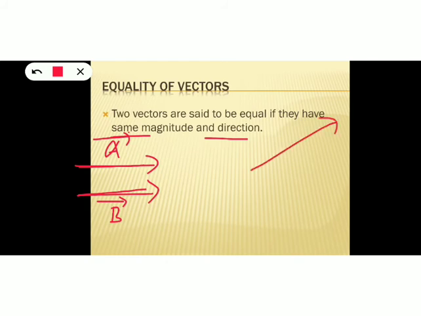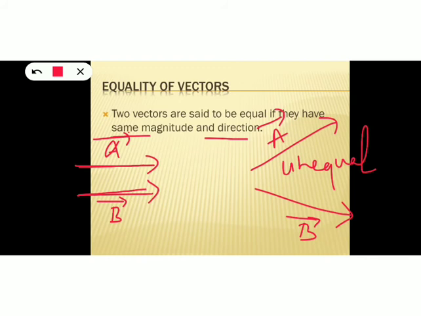Now consider these vectors. Let this vector be A, let this vector be B. Are they equal? If we consider the length of the vector, that is the magnitude, their magnitude is same. But what about their direction? Direction is not same. Both are pointing towards different directions. So these are unequal vectors. We can't consider these two vectors as equal. But at the same time, this set forms equal vectors because they have equal magnitudes and equal direction.